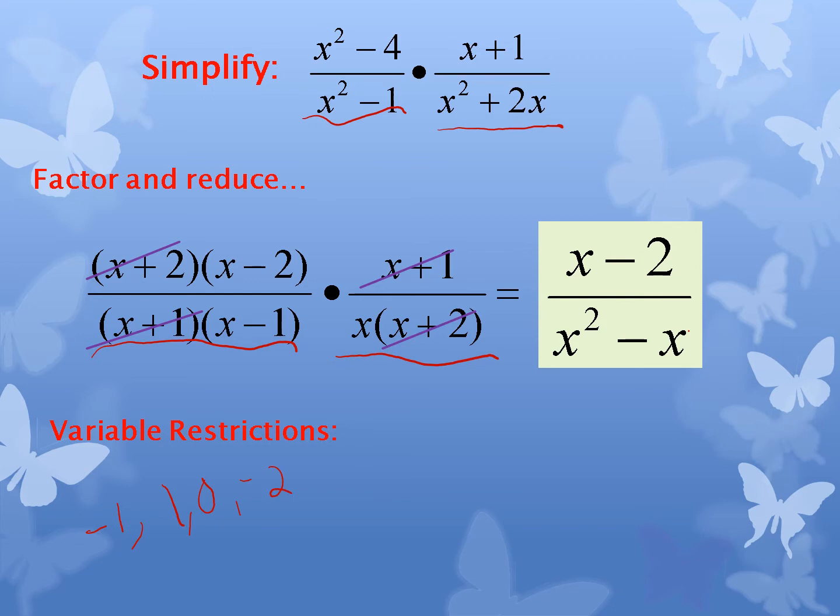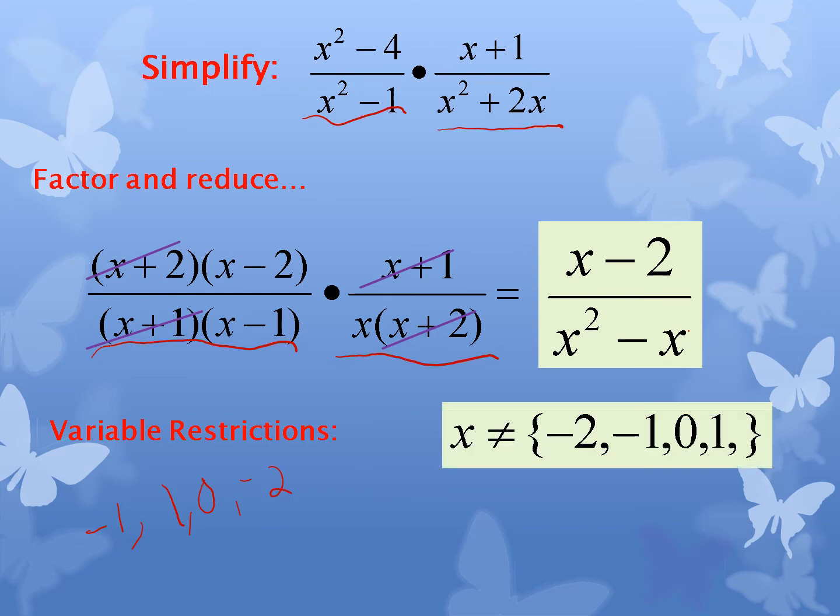When I go to write my variable restrictions, remember, write them in ascending order, smallest to largest. I write that x cannot be equal to negative 2, negative 1, 0, and 1. Let's look at our next example.